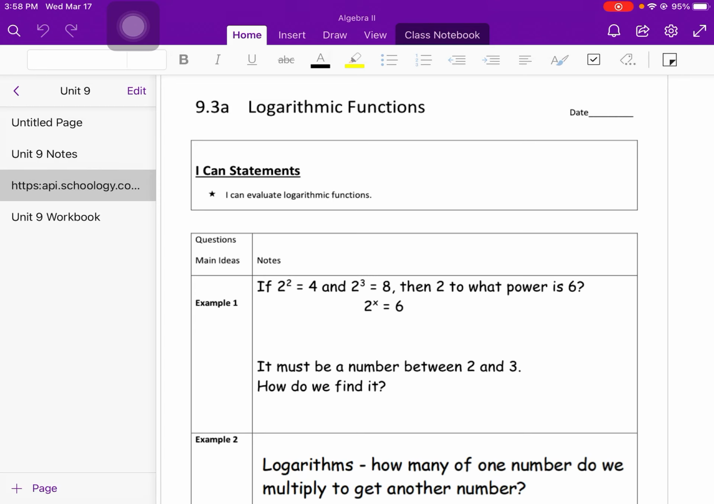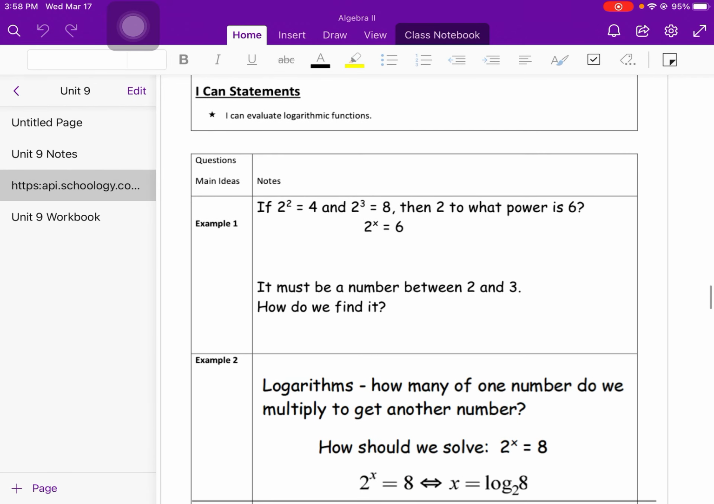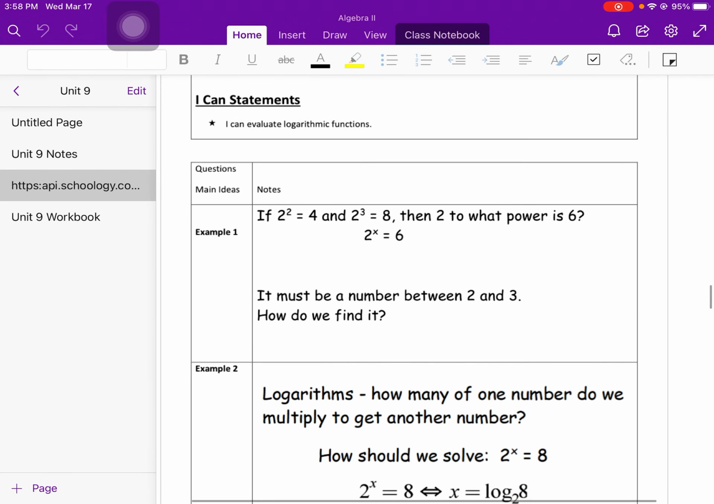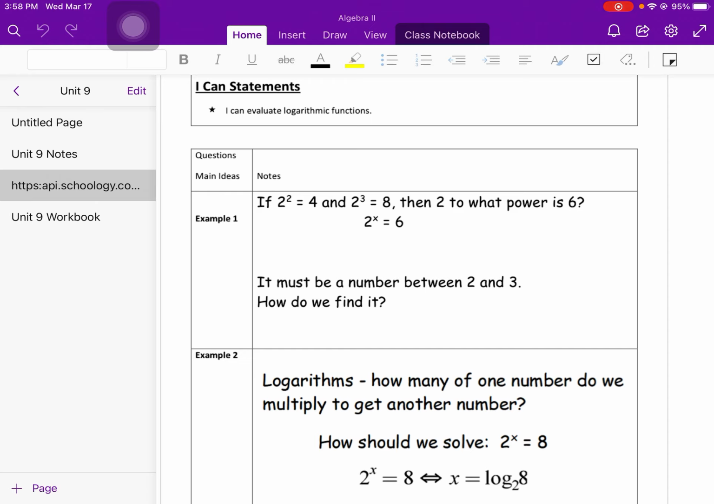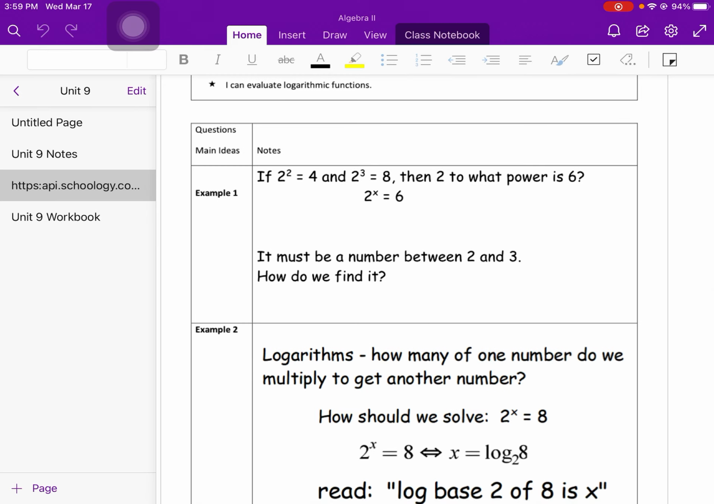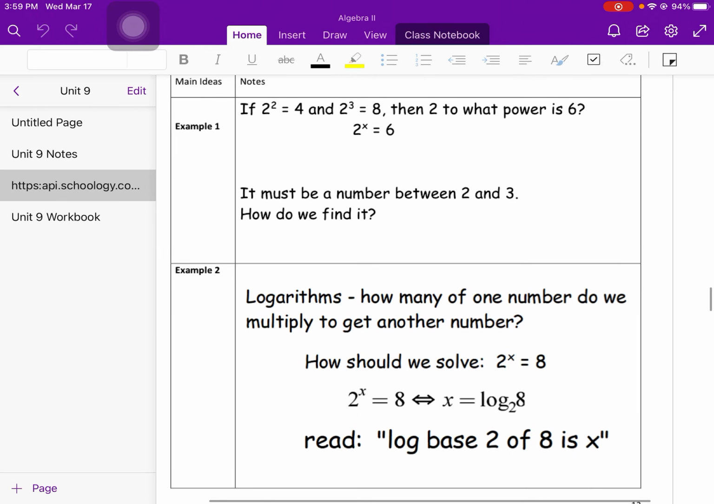So we are talking about log functions today, and you may have seen these before. They relate very closely to exponents. The idea is, let's look at this first example. If 2 squared is equal to 4 and 2 cubed is equal to 8, then 2 to what power is 6? As you can imagine, it's got to be a number between 2 and 3, because those are the exponents that get us 4 and 8. So we want to know, how do we find it? And there is a specific way to go about finding it.